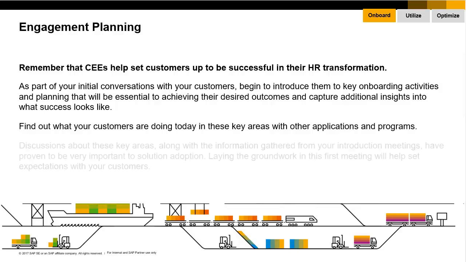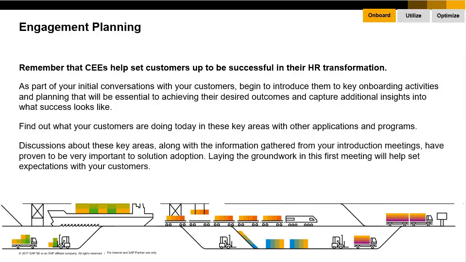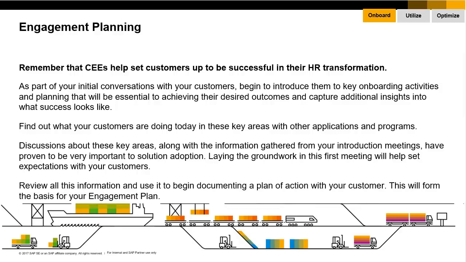Discussions about these key areas, along with the information gathered from your introduction meetings, have proven to be very important to solution adoption, and laying the groundwork in this first meeting will help set expectations with the customer. Some of the important information you've gathered may include validation of business goals, HR strategies, and challenges and expected outcomes, customers' governance, change management and release management plans, and their internal support structure. Review all this information and use it to begin to document a plan of action with the customer. This plan will form the basis for your engagement plan.